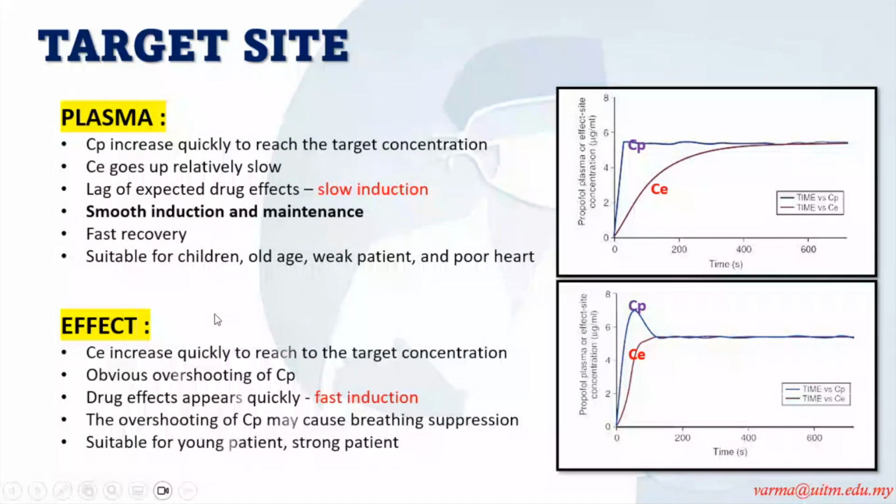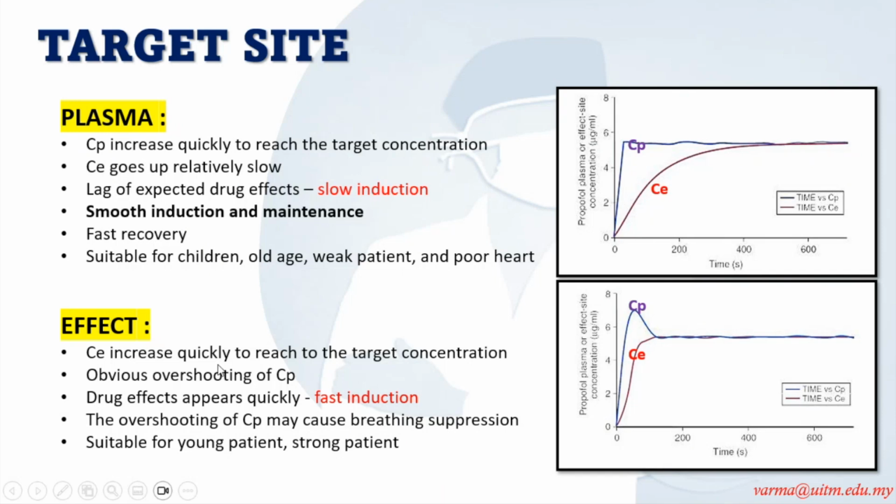In comparison with effect site, where our target is the effect, you want the patient to sleep fast, with immediate propofol reaching the brain. So what happens is, you can see the CP, of course, will be a surge because anyway the drug has to reach the blood, the plasma, first before it can equilibrate with your brain.